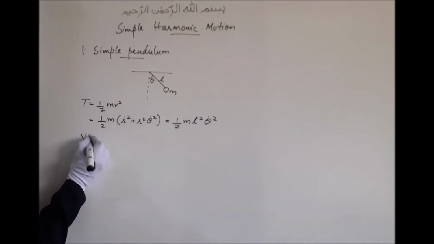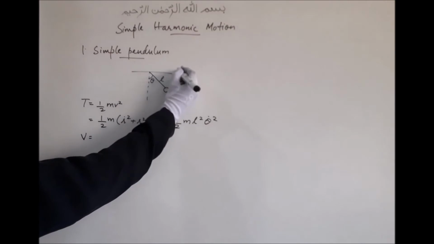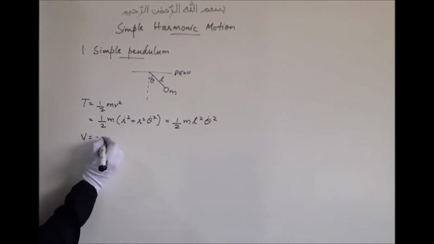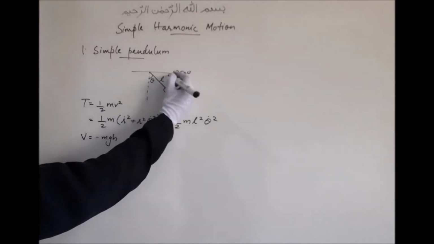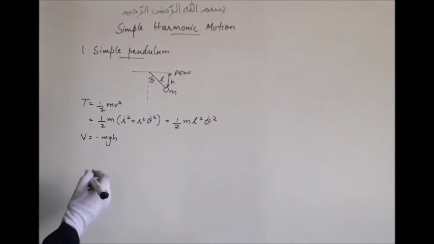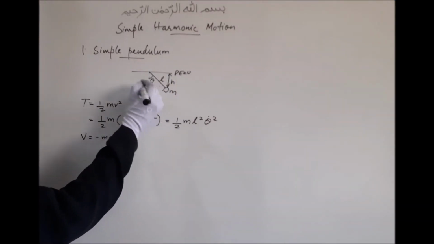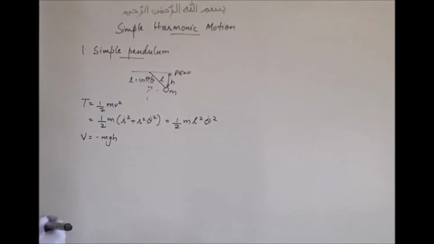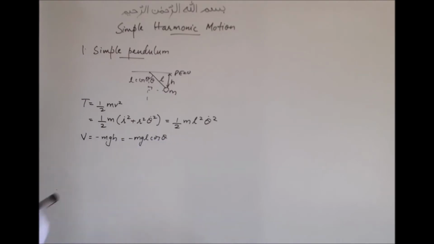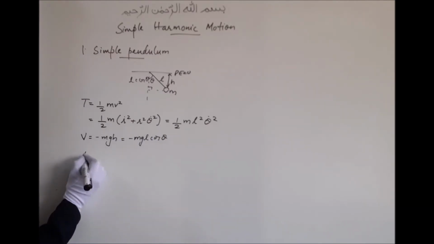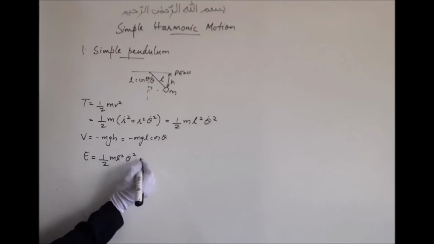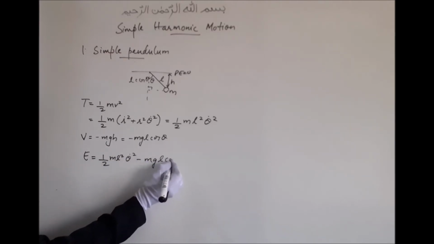Next we come to the potential energy. If I consider my potential energy at this point to be 0, then here it is going to be negative, which will be minus mgh. This height is going to be the height of the bob from this ceiling, and this is nothing but L cos theta. So this will be minus mgL cos theta. So the total energy of the system is half mL squared theta dot squared minus mgL cos theta.